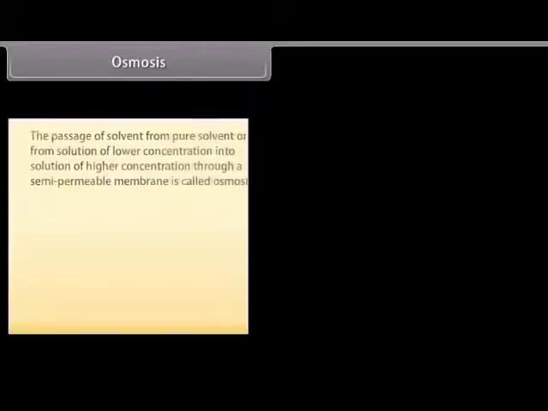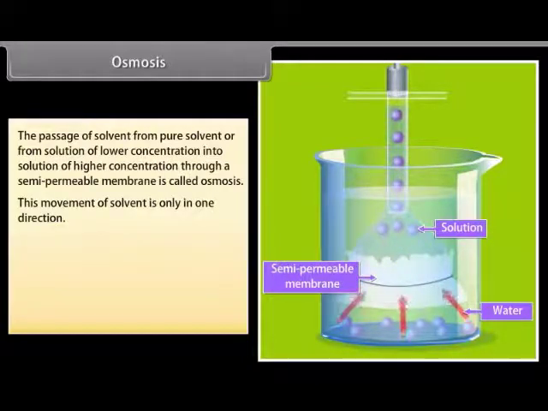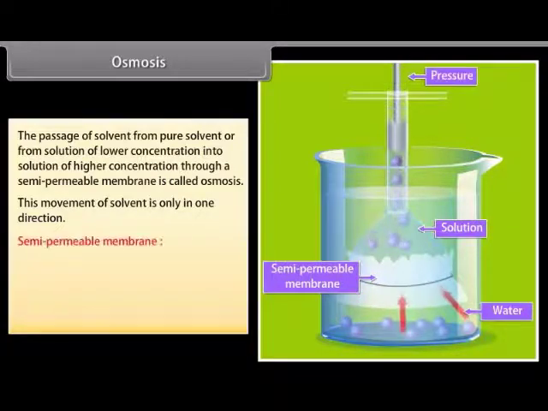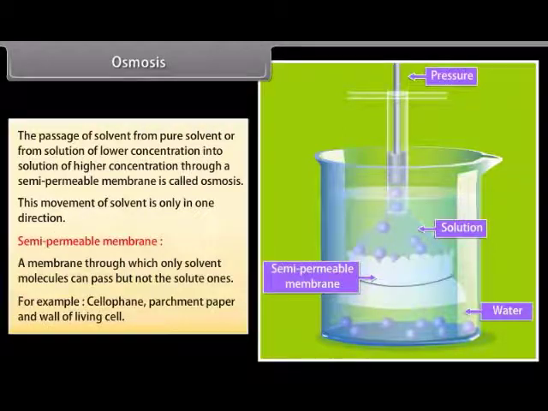Osmosis. The passage of solvent from pure solvent or from solution of lower concentration into solution of higher concentration through a semi-permeable membrane is called osmosis. This movement of solvent is only in one direction. Semi-permeable membrane. A membrane through which only solvent molecules can pass, but not the solute ones. For example, cellophane, parchment paper, and wall of living cell.